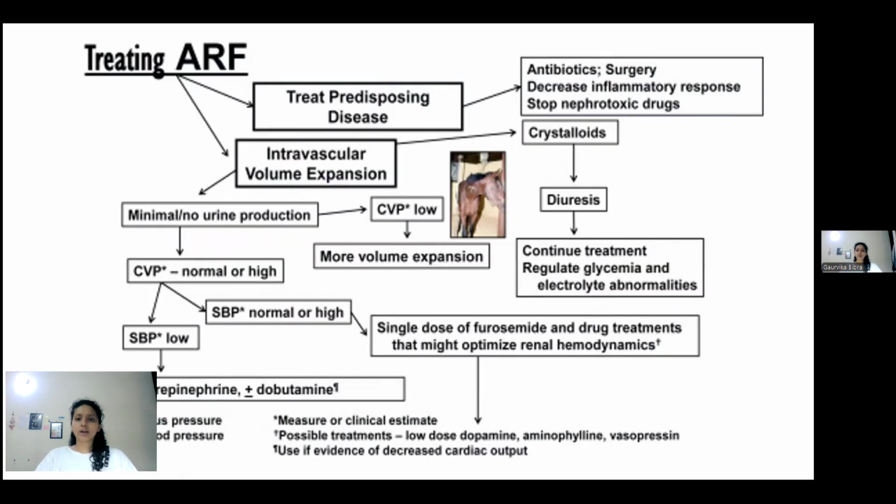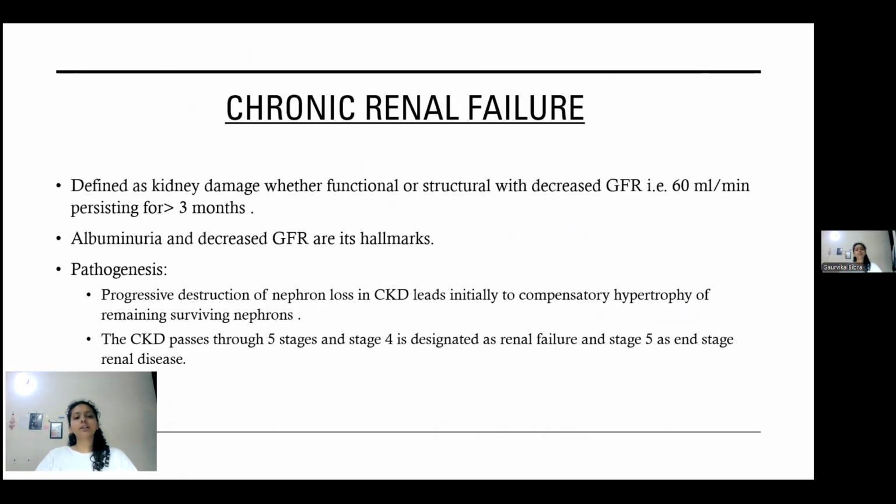In treating ARF, we treat the predisposing disease by antibiotics, surgery, decrease inflammation, and stop nephrotoxic drugs. Intravascular volume expansion is done by crystalloids and diuresis. If CVP is low, then more volume expansion. If CVP is normal or high, then fluid balance is checked and doses of furosemide are given. Chronic renal failure is defined as kidney damage with a functional or structural abnormality, with decreased GFR, that is less than 60 ml per minute, persisting for more than 3 months.